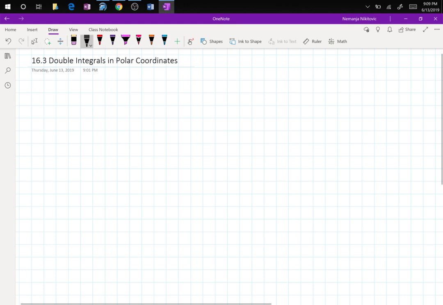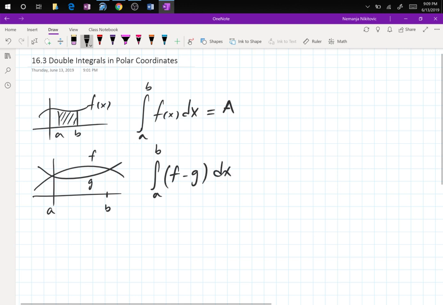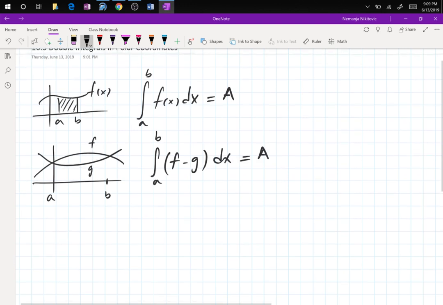So we started with area under the curve, which was the integral from a to b of f of x dx. And then we upgraded to two functions, the integral from a to b of f minus g dx, the area between two curves.